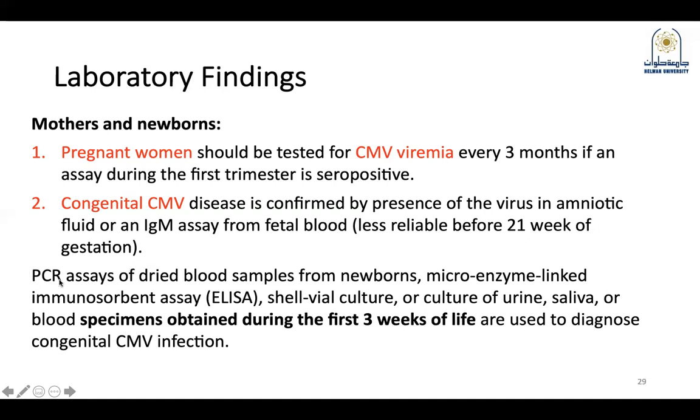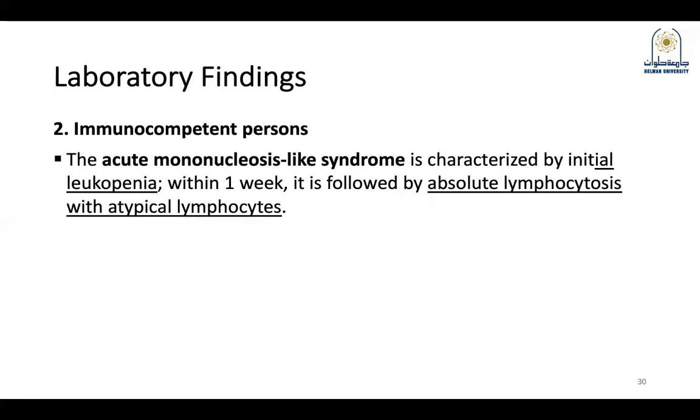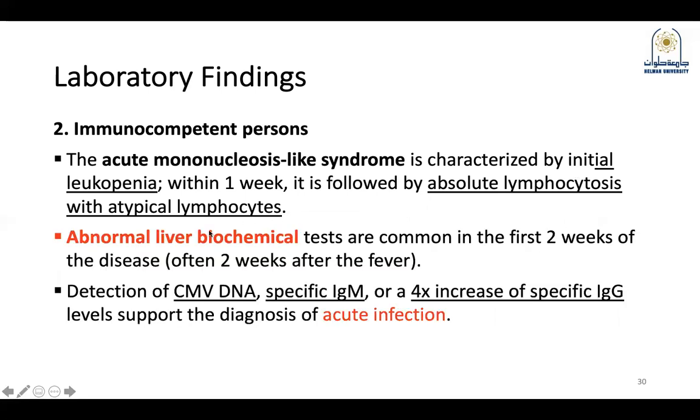Of course, we could rely on the PCR to detect this type of virus, or the ELISA for the IgM against cytomegalovirus infection. In immunocompetent persons, one of the pathognomonic features, as we mentioned, is absolute lymphocytosis with atypical lymphocytes in 10%, and abnormal liver functions. Again, it is very common in those cases during the first 2 weeks, and often 2 weeks after the fever persists.